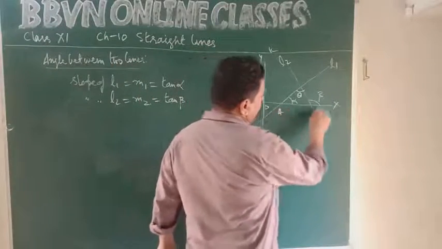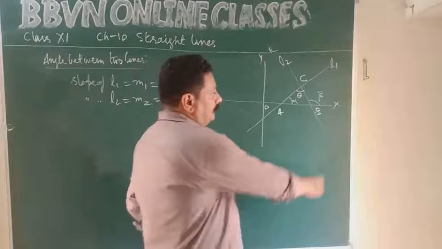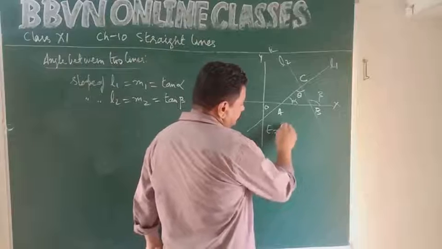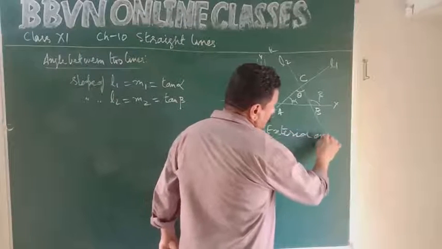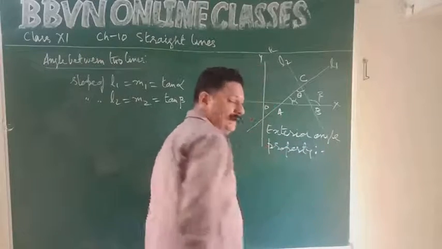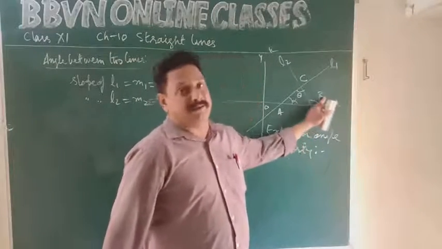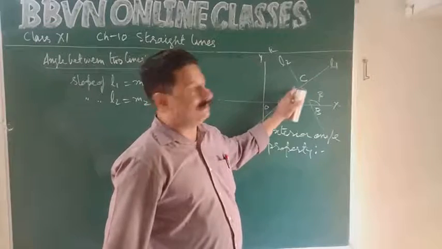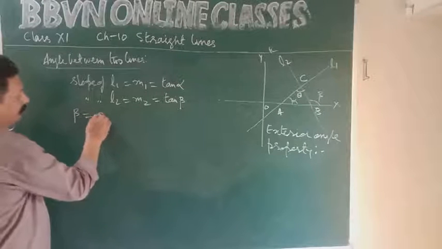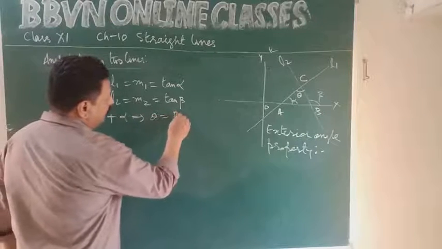Consider this point as A, this as B, and this as C. Now in triangle ABC, this angle beta is the exterior angle. So by the exterior angle property, what does it say? In a triangle, if one of the sides is extended, the so formed exterior angle will be equal to the sum of the two opposite interior angles. So here beta is equal to theta plus alpha. We need to find theta, so theta is equal to beta minus alpha.